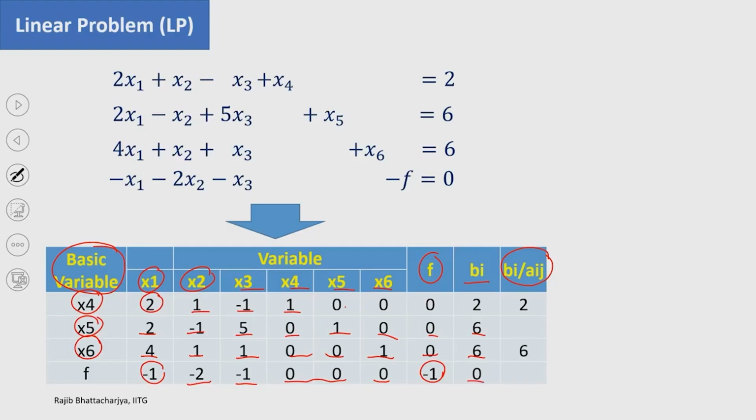Initially, what are the basic variables? The basic variables are x 4, x 5 and x 6. Why are they basic variables?